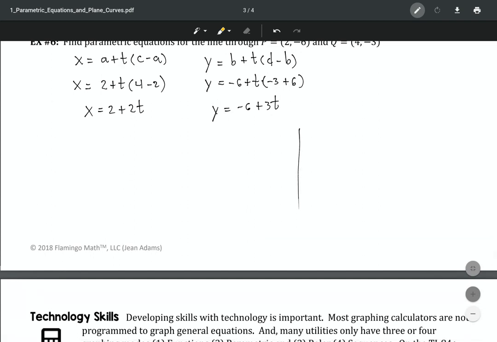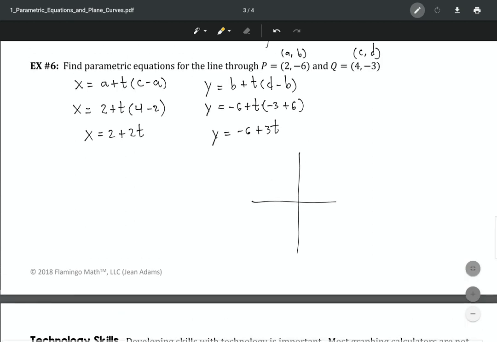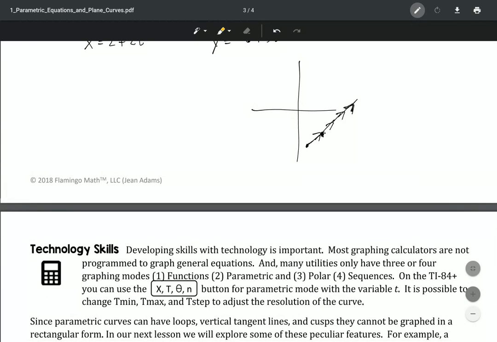And again, if you wanted to graph it, you could write those 2 points. 2, -6 would say is somewhere over here, and 4, -3 say is somewhere down here. And if you just plug some points into the parametric equation, you would see that the direction of the parametric equation would be like that. It'd be going up and to the right.